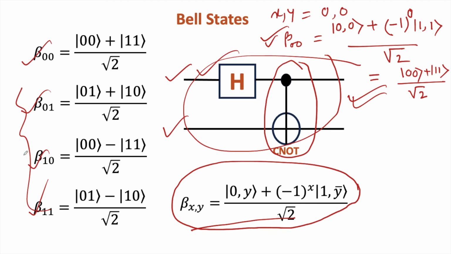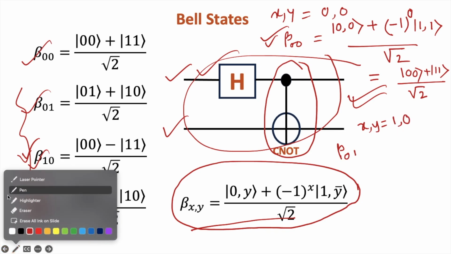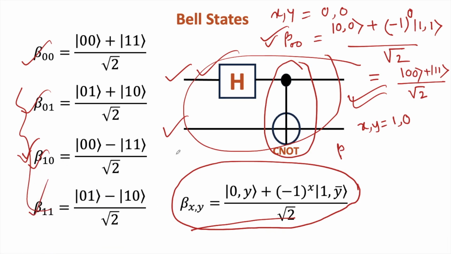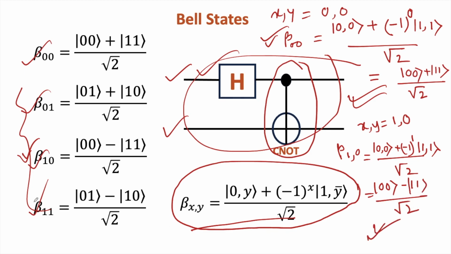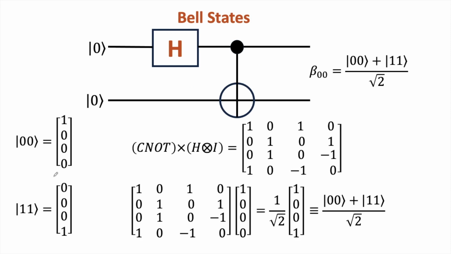Now if you calculate this one, so beta 0 with x comma y equals 1 comma 0, then we get the third Bell state. So now let me explain the first Bell state, beta 0 0. If we apply ket 0 0 in the input, then we will get the beta 0 0 output.